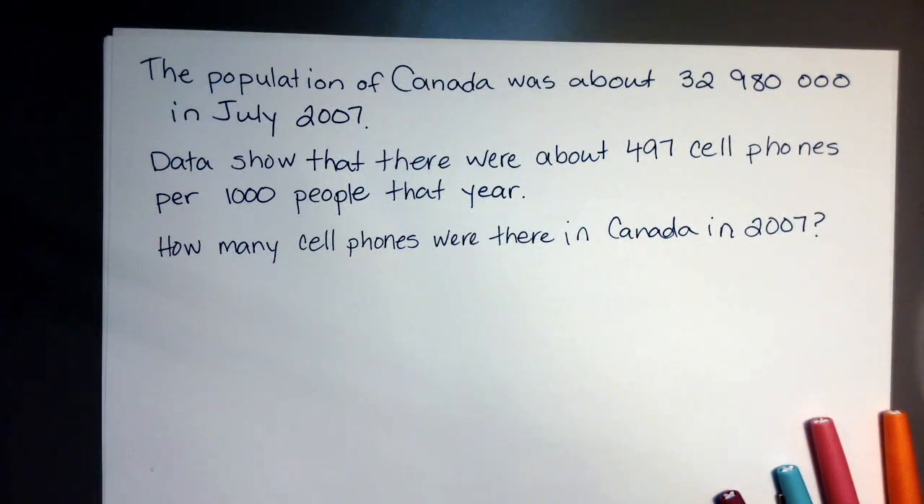Okay, so our problem says the population of Canada was about 32,980,000 in July 2007. Data show that there were about 497 cell phones per 1,000 people that year. How many cell phones were there in Canada in 2007? So we have to use some of our math vocabulary skills and some of our detective sleuthing skills to even know what this problem is asking us to do.